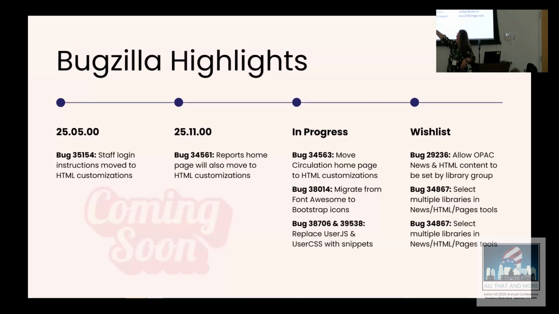The next thing that's coming in 2505 is the staff instructions. So when you first get to the login screen, you used to have to go to a system preference to add things to that front page, and now it'll be in HTML customizations. One thing to note is it doesn't really work to set it per library because they don't know which library you're using until you actually log in. So you just have to do it for all libraries at this point.